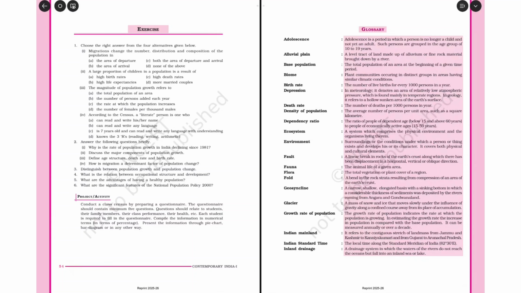Next question. 2. Discuss the major components of population growth. Again, reinforcing the mechanics. The components are birth rates, death rates, and migration. It is the interplay of natural biological increase combined with the physical movement of people seeking better opportunities. All right. Question 3. Define age structure, death rate, and birth rate.